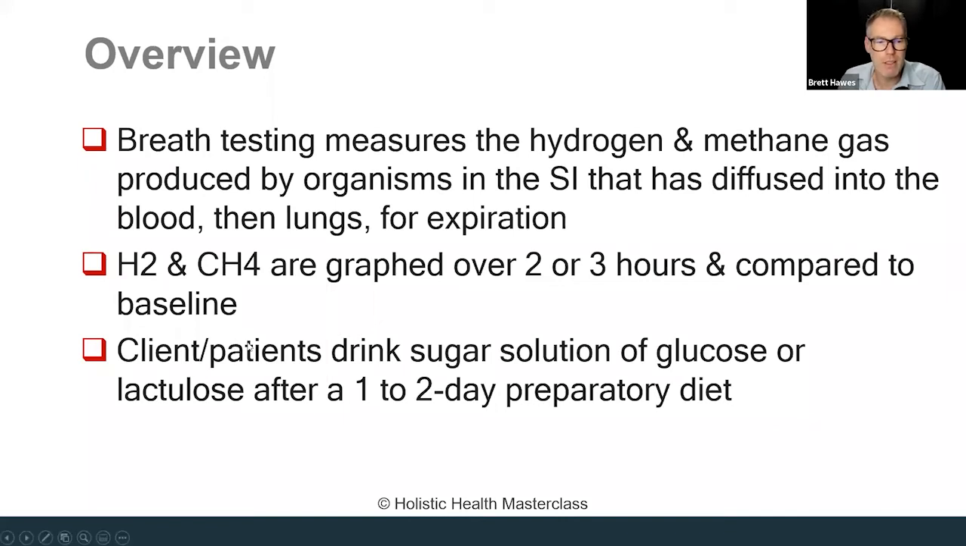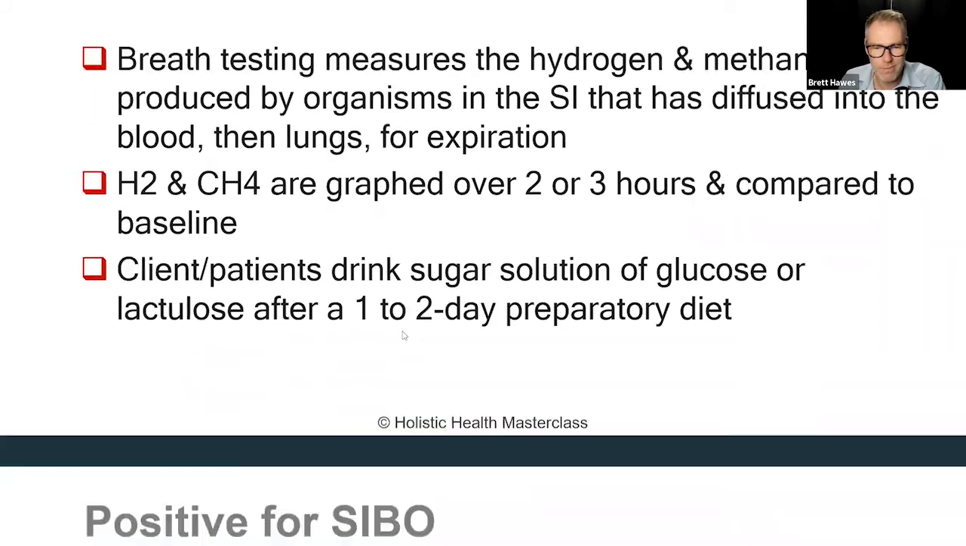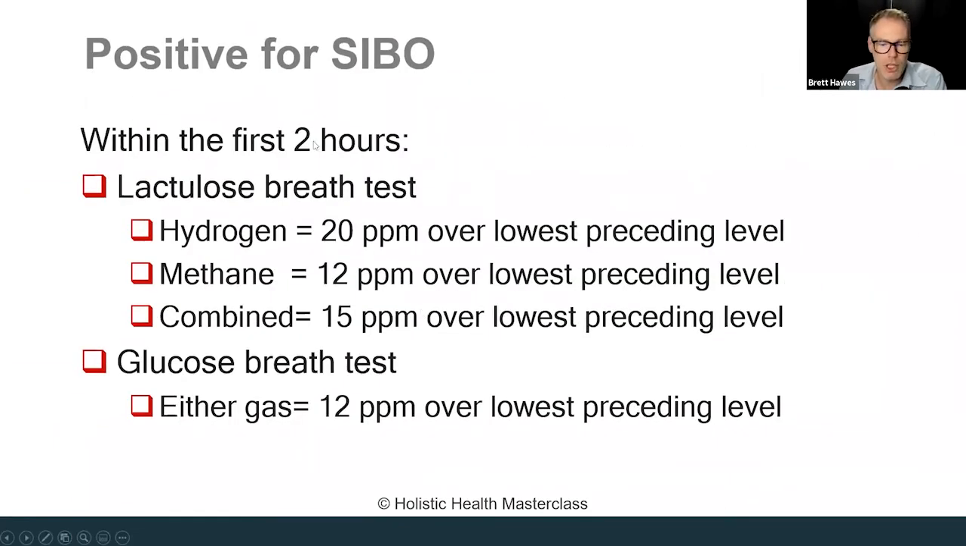Okay, so I'm going to tell you right now that if you're doing this type of testing, lactulose is superior, and I would do a 3-hour lactulose breath test. So within the first 2 hours, I'll share more on that in just a minute. The lactulose breath test, we would see hydrogen going above 20 parts per million, methane going above 12 parts per million, and combined 15 parts per million. These would all be considered positive. Now, there is some nuance in terms of how we interpret these tests. For example, methane, even as low as 2 parts per million, can cause constipation and motility issues. So it's important to look at the symptomatology combined with the lab test.